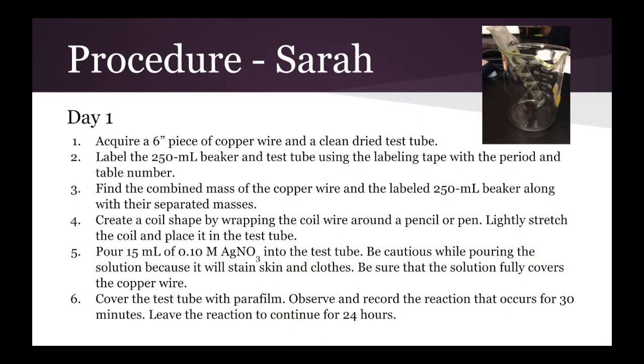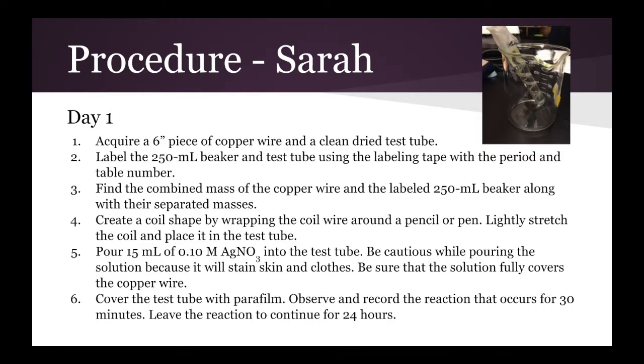Procedure for day 1. Obtain a 6-inch piece of copper wire and a clean dried test tube. Label the 250 milliliter beaker using the labeling tape with the period and table number. Find the combined mass of the copper wire and the labeled 250 milliliter beaker along with their separated masses. Create a coil shape by wrapping the copper wire around a pencil or pen. Lightly stretch the coil and place it in the test tube.